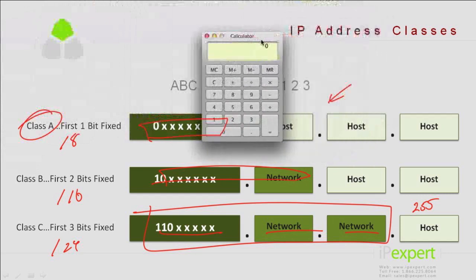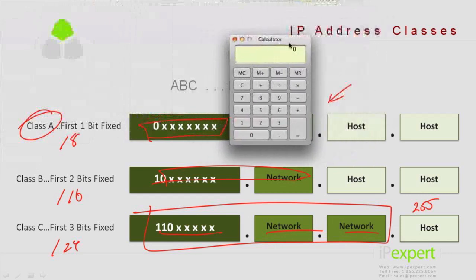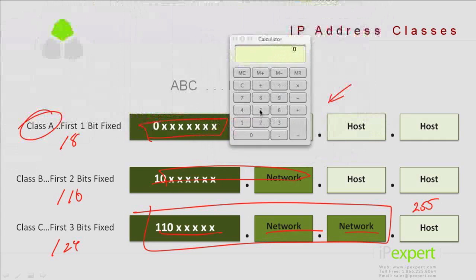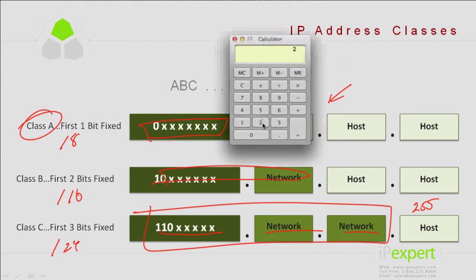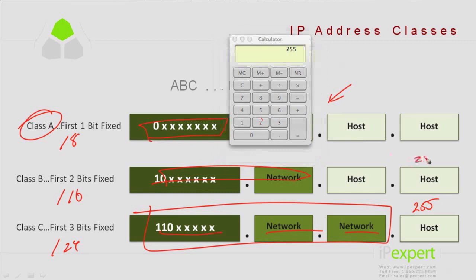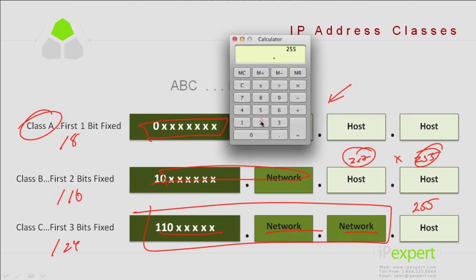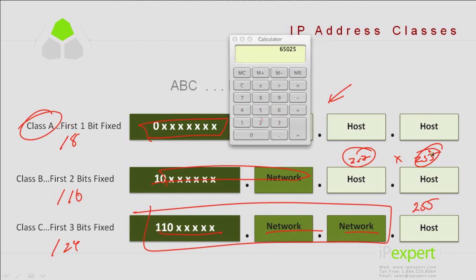So here's my calculator. I have 255 possibilities here, and I have 255 here. If I take 255 times 255, that's going to give me the maximum number of hosts I can support.